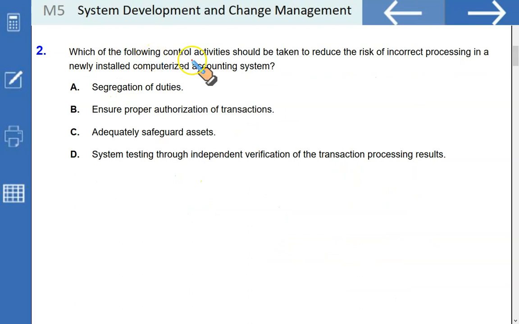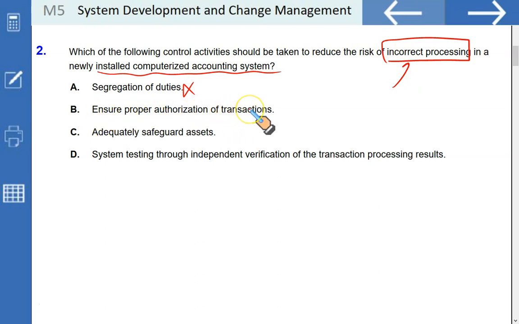Which of the following control activities should be taken to reduce the risk of incorrect processing in a newly installed computerized accounting system? Segregation of duties, this is not the issue we are discussing. I just told you that the custody, authorization, record keeping, reconciliation, the segregation between the programmers and the operator. So this is not the issue. The issue is incorrect processing.